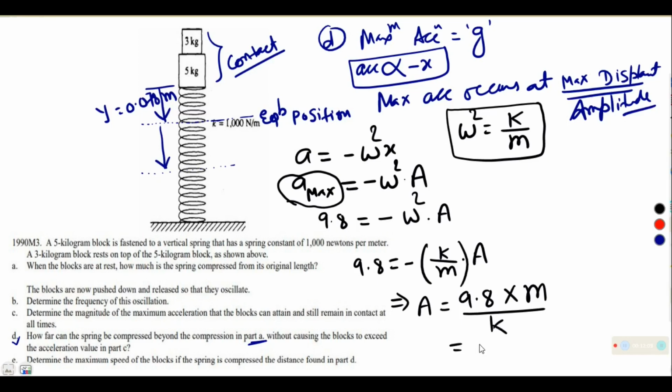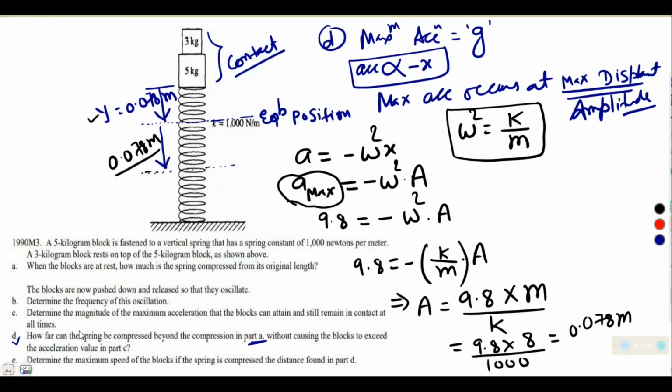When you put these values, this will be 9.8, mass will be 8, and k is 1000, so you will get 0.078 meter, and this is the same answer as in the earlier part. So this will go again 0.078 meter long. Till this displacement both the blocks will remain in contact. So this is the answer of part D.